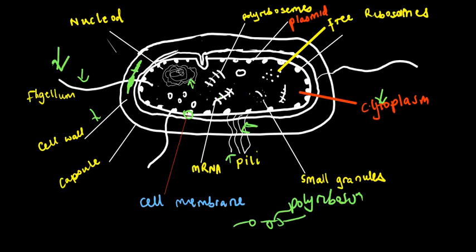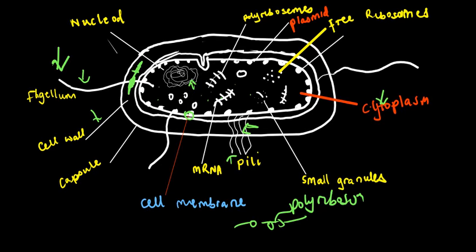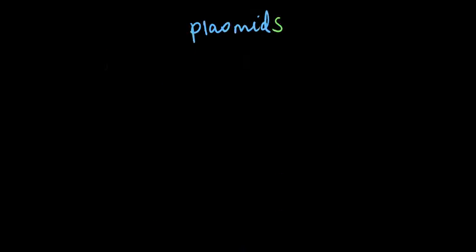Okay, so a plasmid, like you can see from the diagram, is this one right here. Let's extend this arrow. There we go. So this is our plasmid. So let's just go back to our drawing board. So what exactly are plasmids? These are small pieces of DNA. They look like small fragments of DNA which are separate from the chromosomal DNA.